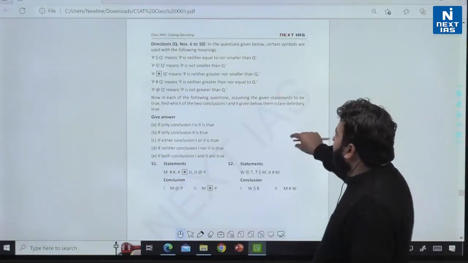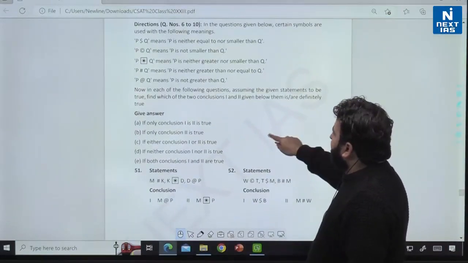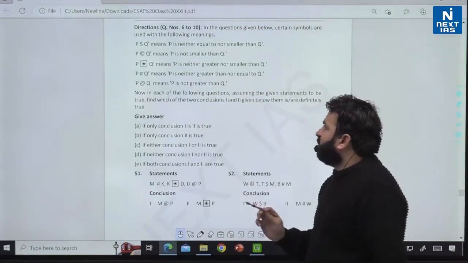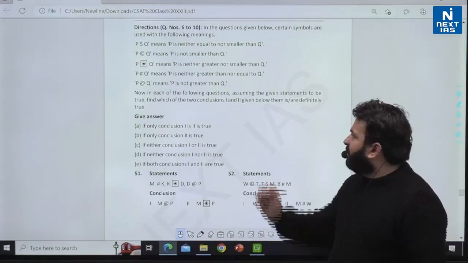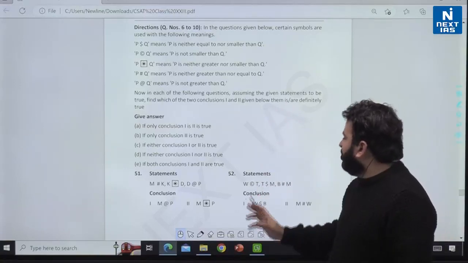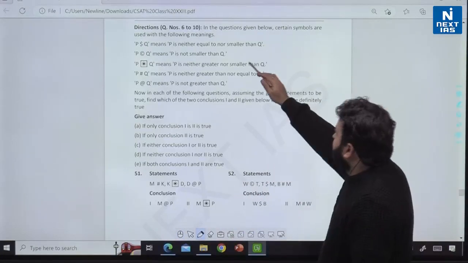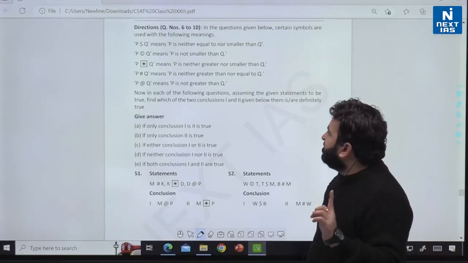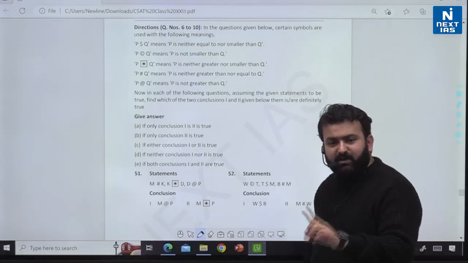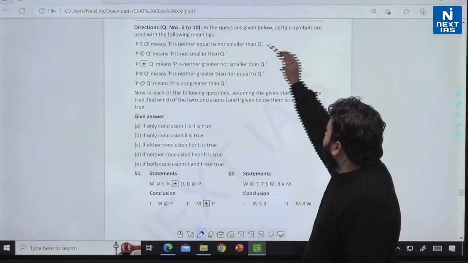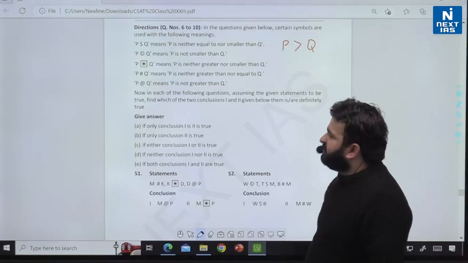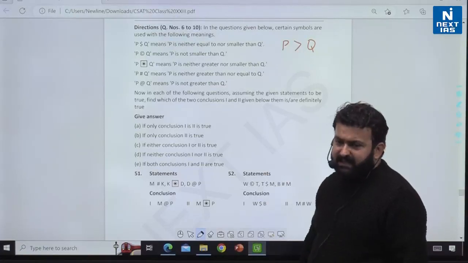Now अब ध्यान देना, in the given questions below, certain symbols are used with the following meaning. $Q means P is neither equal to nor smaller than Q. अब देखो, अब ध्यान से, $Q means P is neither equal to nor smaller than Q. It means $Q means what? P is greater than Q. P is greater than Q. Is it clear or not?